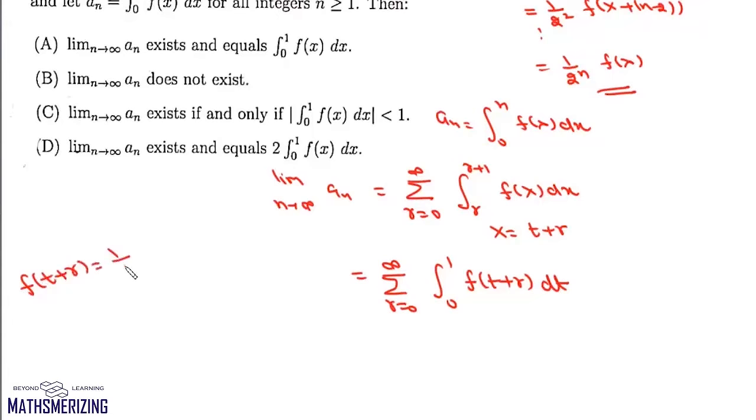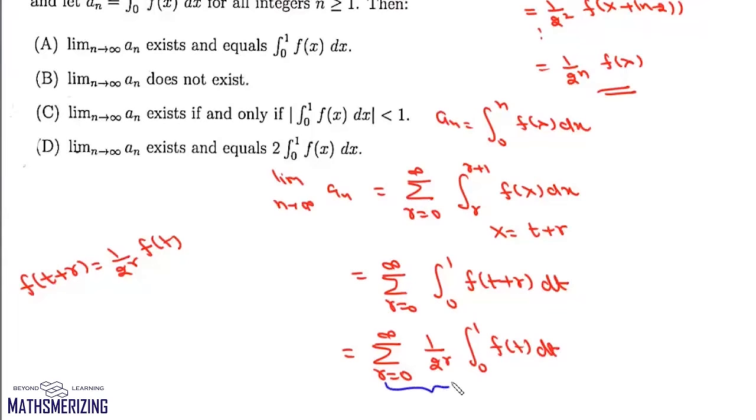Now using this relation, we can write f(t+r) as 1 upon 2 to the power r into f(t). So it will be this summation r varies from 0 to infinite 1 upon 2 to the power r, then this integral from 0 to 1 f(t) dt. Now this is nothing but an infinite GP. Now the sum of this GP will be a upon 1 minus r into this integral from 0 to 1. Now f(t) dt is the same as f(x) dx. So we can write this as 2 times this integral from 0 to 1 f(x) dx, and that's your option D.